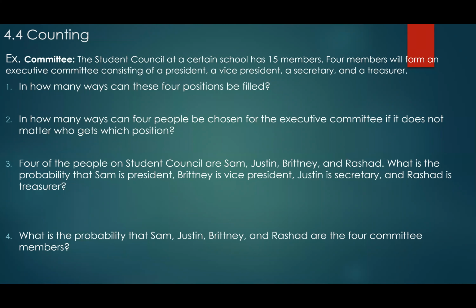Number 1, in how many ways can these 4 positions be filled? Because they give us a title, president, vice president, secretary, and treasurer, and those titles hold a ranking, meaning the president has more power than the vice president, who has more power than the secretary, and assume that the secretary has more power than the treasurer. Because of that ranking, permutation has to be involved, and in permutation, we have 15 members, and we need to choose 4 of them. And the answer is the same as the previous one, which is 15P4, we have 32,760, right?